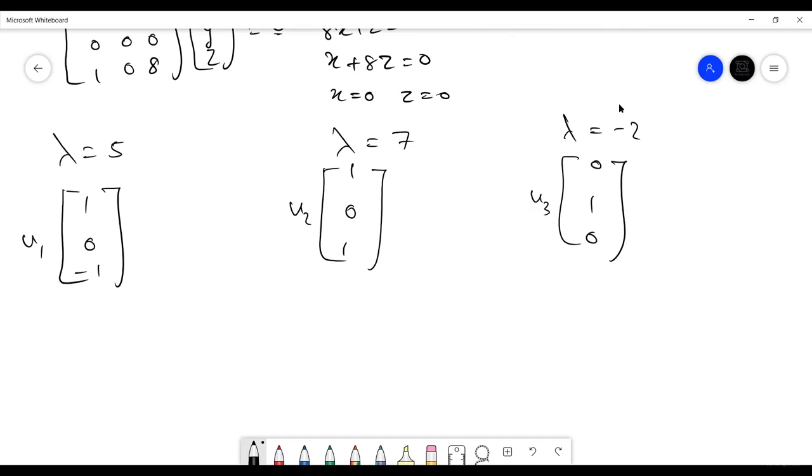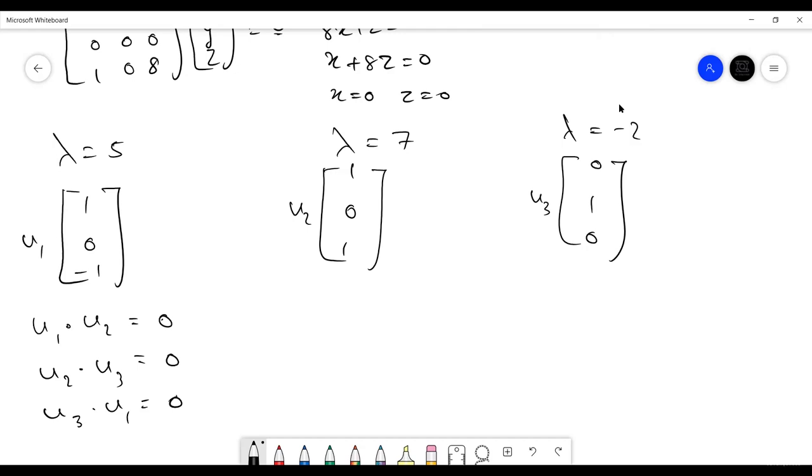Now you have to see whether these three are orthogonal. To find whether these three are orthogonal, you have to find the dot products: u1 into u2, u2 into u3, and u3 into u1. If all these three are 0, then these are orthogonal. If we see u1 into u2, 1 into 1 is 1, 0 into 0 is 0, minus 1 into minus 1 is minus 1, so the addition is 0. u2 into u3 is obviously 0, and u3 into u1 again is 0. So these three are orthogonal, right?